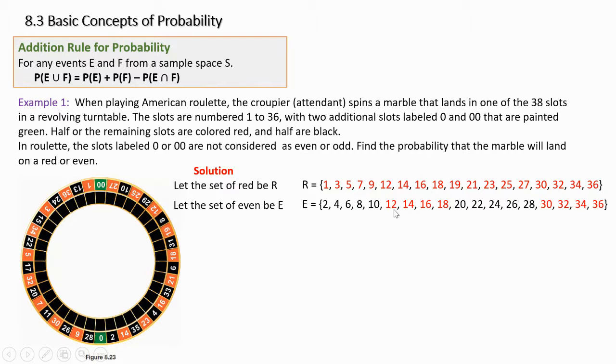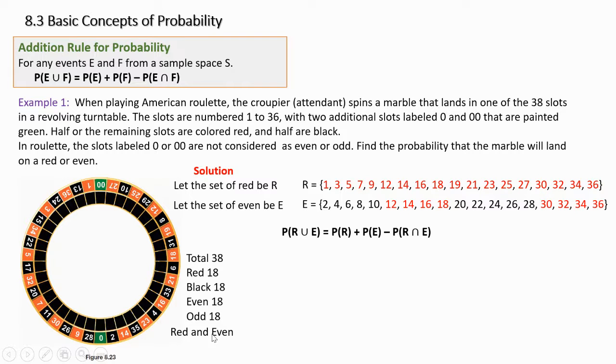The rest of the even numbers, the black ones, are going to be the ones in between. Okay, so here we go. The probability of red or even equals the probability of red plus the probability of even minus the probability of red intersect even. There's a total of 38, correct? There are 36 slots plus 0 and 00, which makes 38. There are 18 red and 18 black, 18 even and 18 odd.